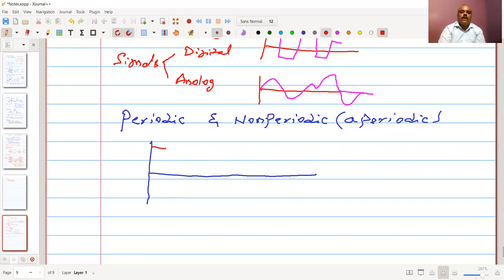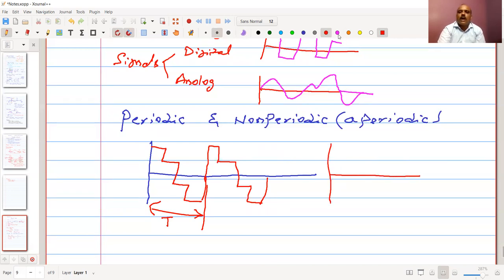Okay, so I'm having some waveform like this, right? And this waveform repeats itself after every specific time period. So if you look at this time period, this is repeating, right? So these kinds of signals are called periodic signals.